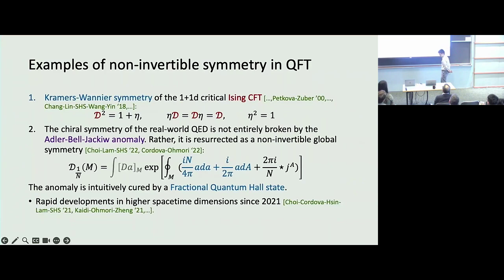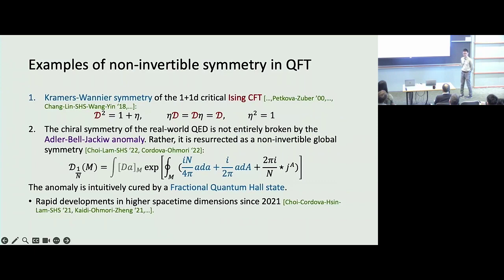A second example that I personally like a lot, which was discovered in a paper I wrote with my student, Yichul Choi, and my collaborators, is the chiral symmetry in 3+1D QED. There's also a closely related paper by Cordova and Ohmori in 2022. So this is just U(1) Maxwell gauge theory coupled to a massless Dirac fermion. In these two papers, it was recognized that the chiral symmetry is actually not completely broken by the Adler-Bell-Jackiw anomaly. Rather, the rational parts are resurrected as a non-invertible symmetry. And intuitively, the ABJ anomaly was cured by a fractional quantum Hall state.